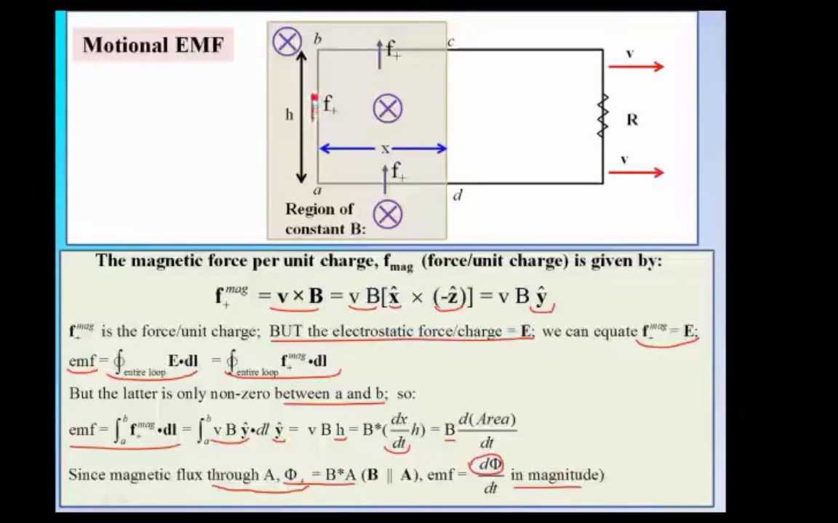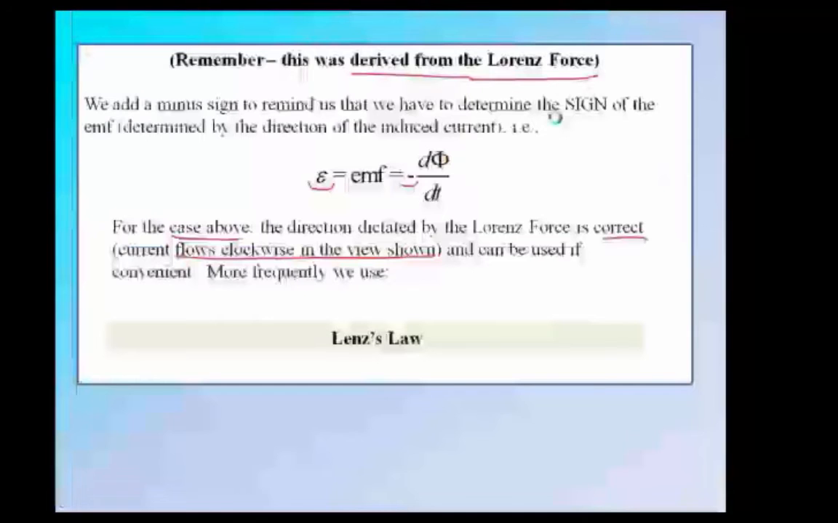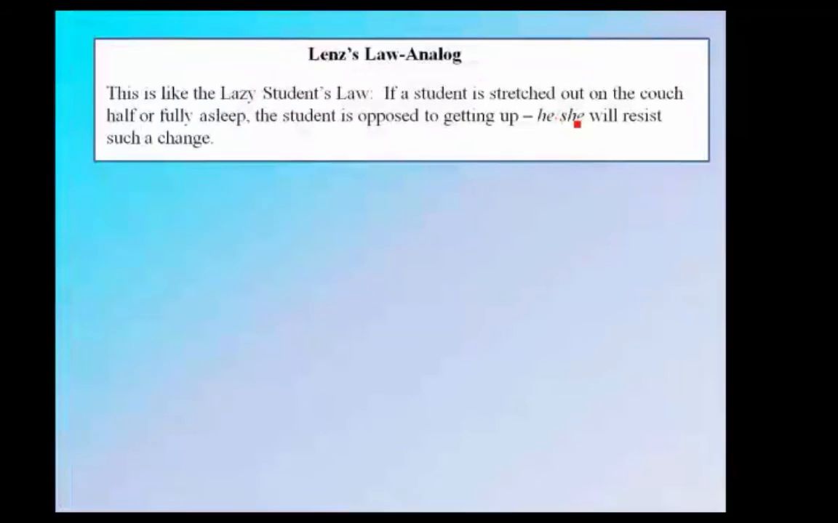This arrow here is showing the direction of the current. The current is flowing this way, which means it's flowing this way through the resistor, so we would call this end plus and this end minus in order to get current to go through the resistor this way. So the EMF across here would have plus on this end, minus on this end. Okay, so let's look at Lenz's law.